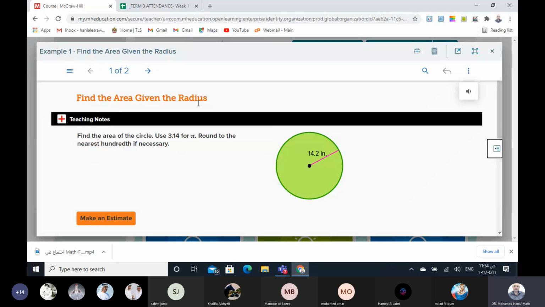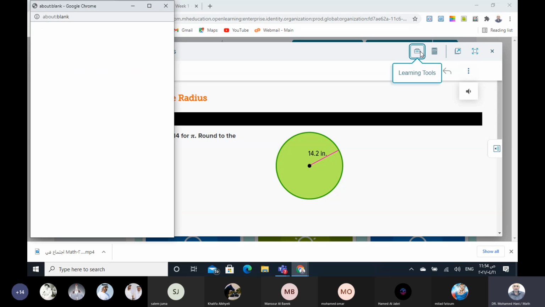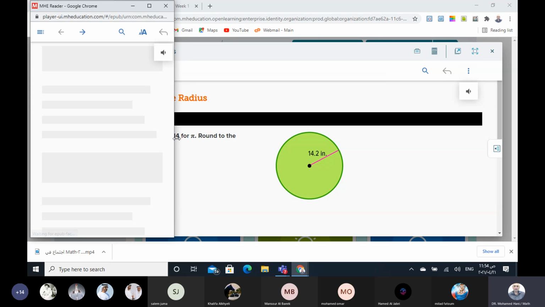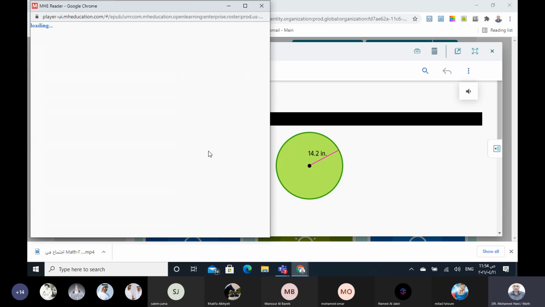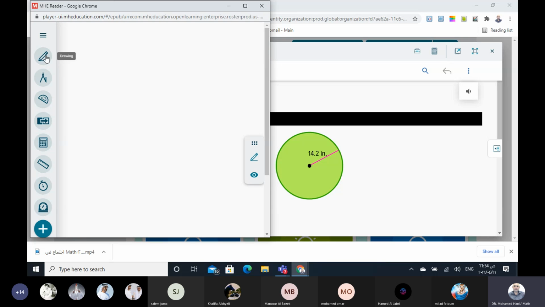Find the area given the radius. Find the area of the circle. Use 3.14 for pi. Round to the nearest hundredth if necessary. This is the circle, this is the center of the circle, and this is the radius. The measure of this radius is 14.2 inches. How do we find the area of this circle?